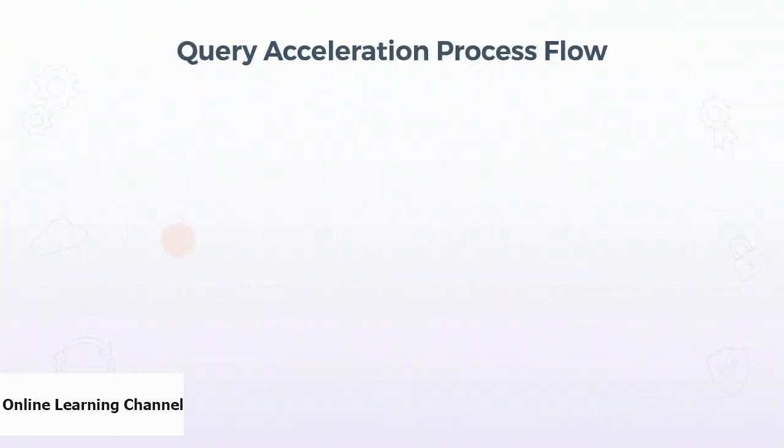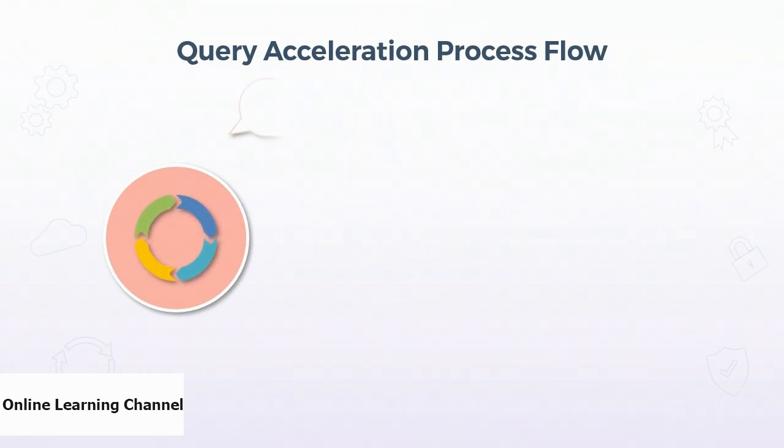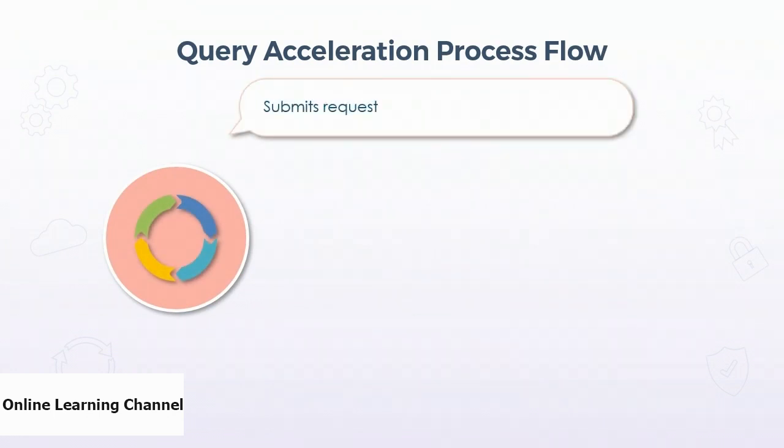So let's look at the process flow for query acceleration. First, the client submits the request for data, and this request contains any required predicates and column projections. In Azure, this is done as a SQL query select statement. Predicates are represented as SQL row filter statements, such as where and in, while column projections are specified in the column specification of the select statement.